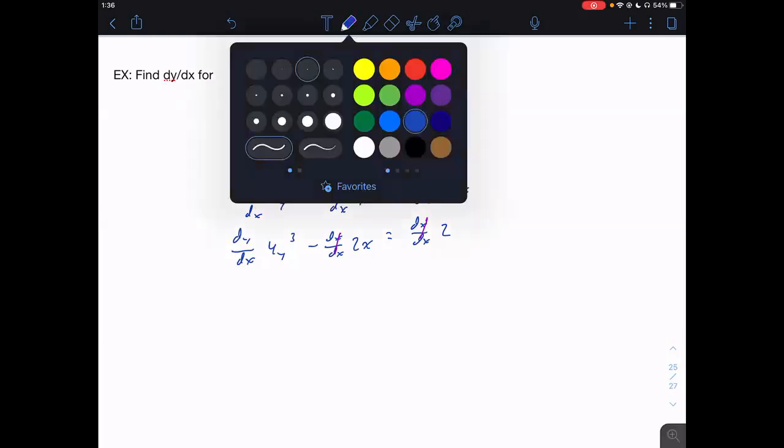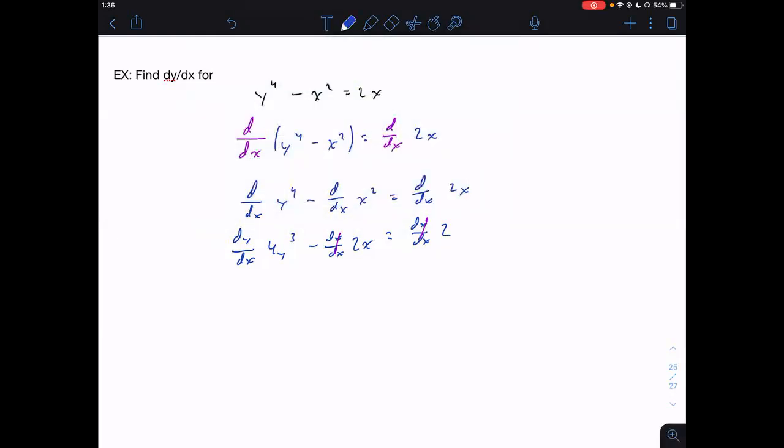So continue on then. What we're left with now is we have dy over dx times 4y cubed minus 2x equal to 2.